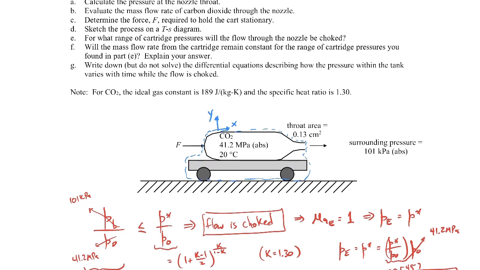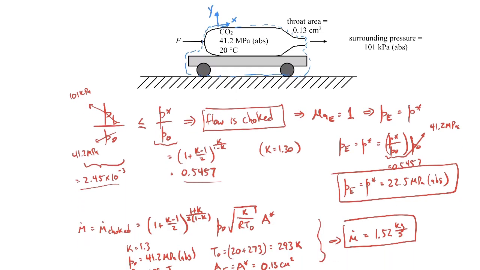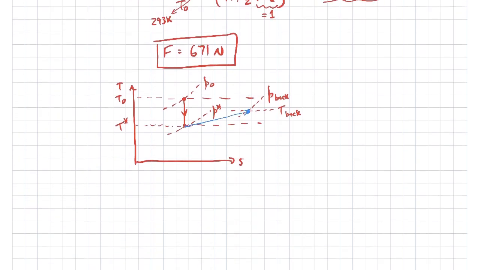Part E, what is the range of cartridge pressures for which the flow in the nozzle will be choked? So that's getting back to this expression here. We want the flow to be choked, so we want this to hold true, and what we're trying to figure out is what value of P naught will make this true. So what we can do is just rearrange this expression. This side will stay the same. P star over P naught will still be 0.5457.